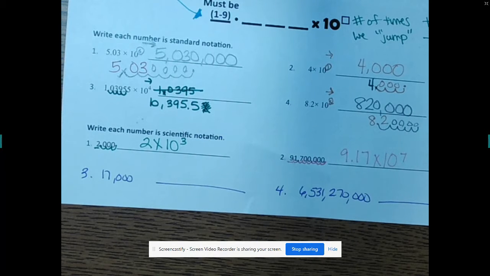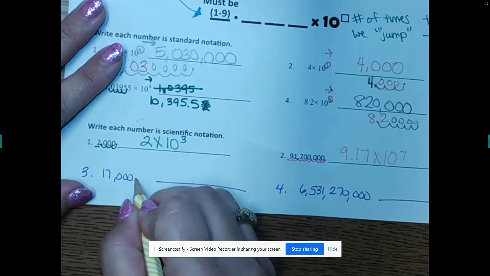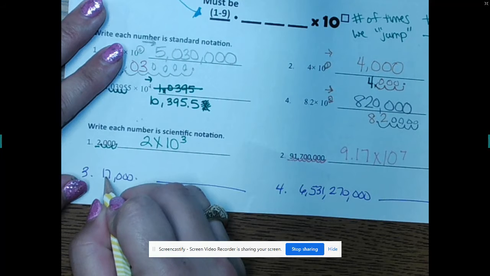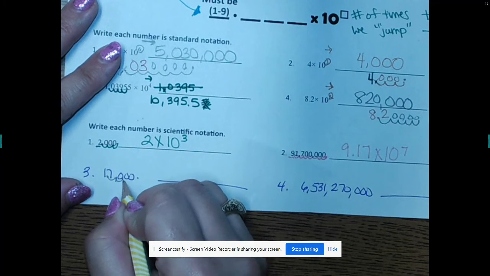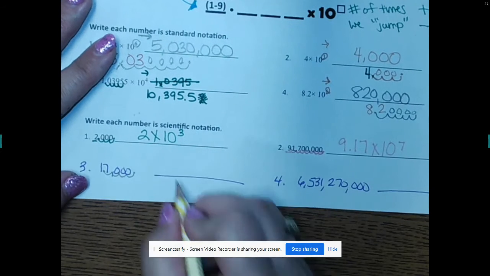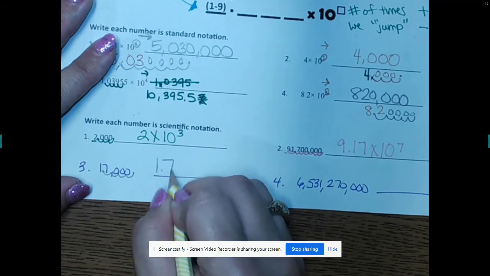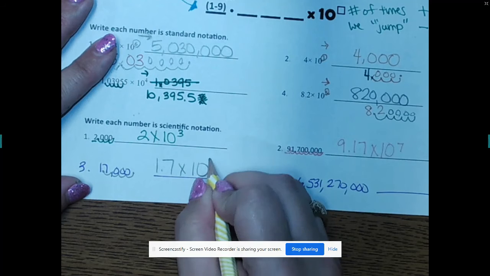All right, 17,000. Is there a decimal? All the way at the right. Where do I want it to be? In between 1 and 7. Yeah. 1 and 7. How many hops? 4. So what do I write? 1.7 times 10 to the 4th power. Good.